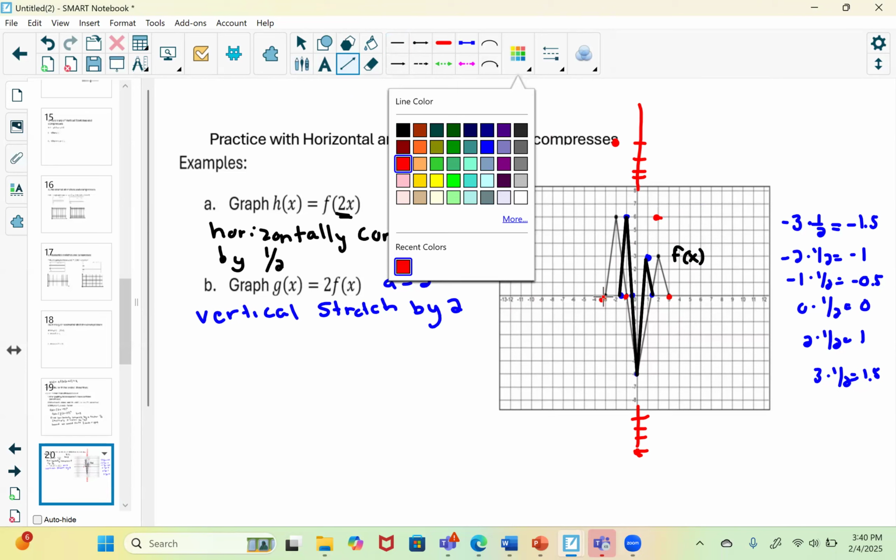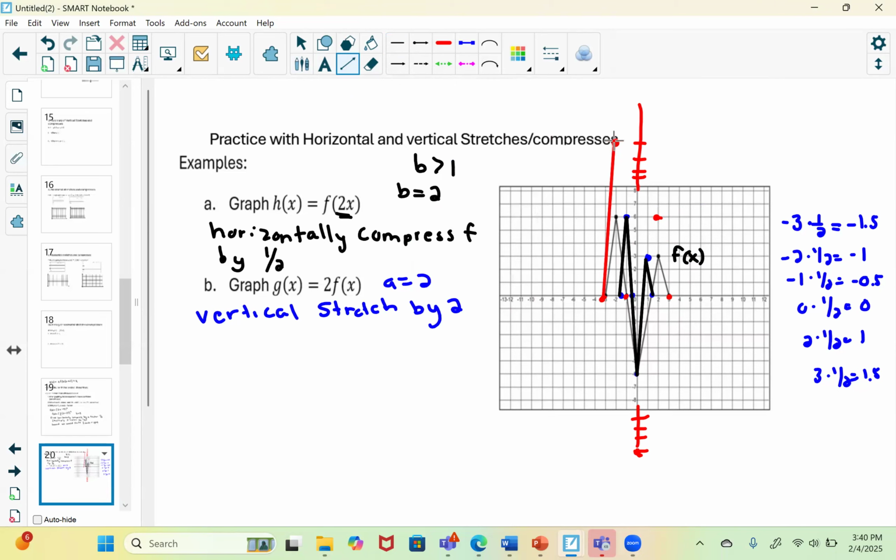So I'm going to go from here to here, down to there, up, and then down. That one is a vertical stretch. It's stretched vertically. All the y values are multiplied by 2, but it doesn't change horizontally at all. Okay, so that's how we do those two.